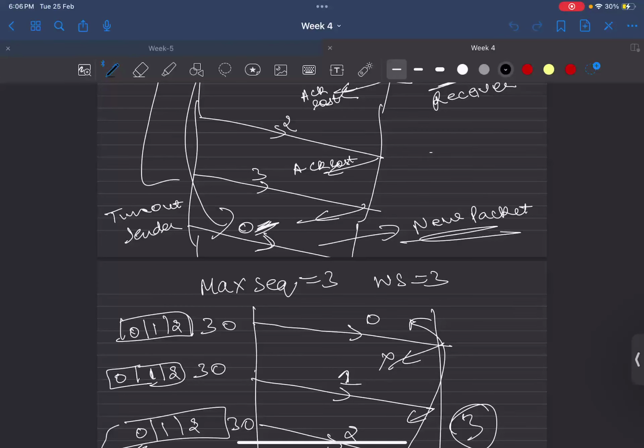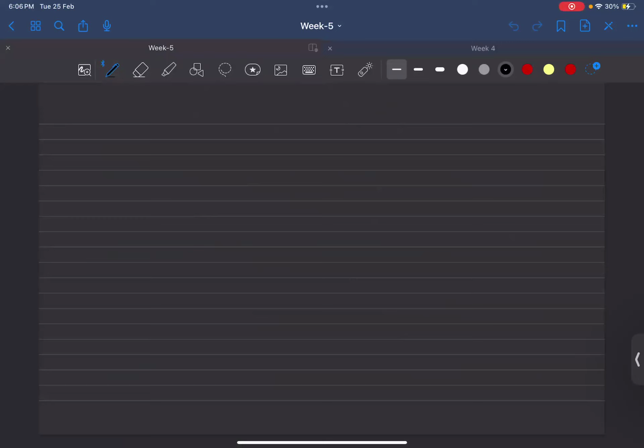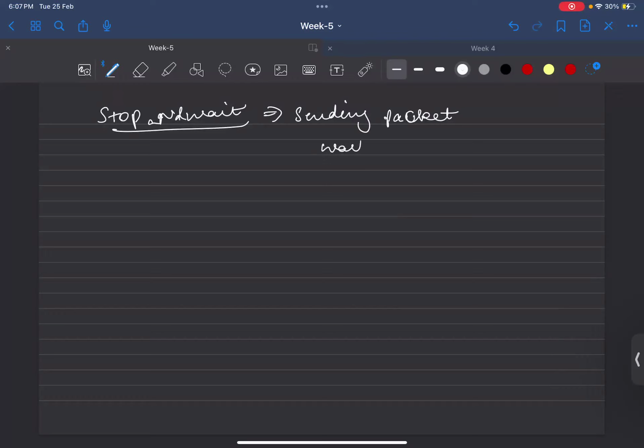Stop and wait is basically to ensure that we wait for an acknowledgement before sending the next packet. We have to stop and wait for an acknowledgement before sending the next packet. Absolutely correct, to the point answer. So stop and wait is basically we are sending the packet and waiting for the acknowledgement, and then we are sending another packet. That is basically stop and wait.